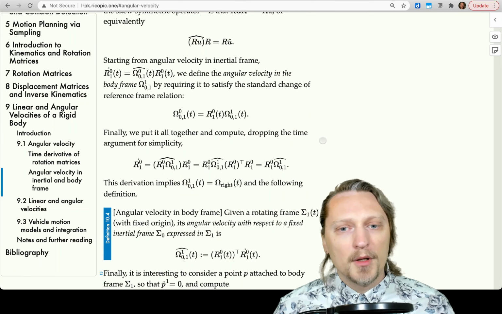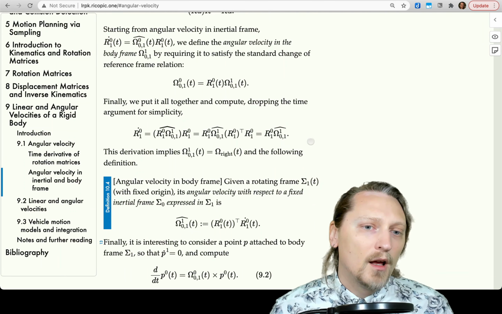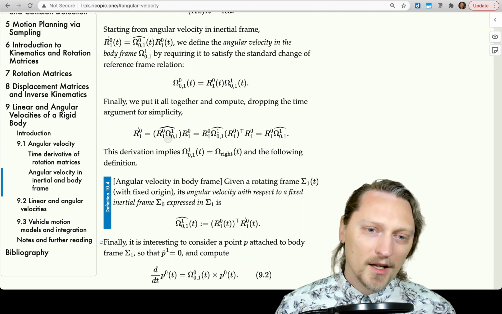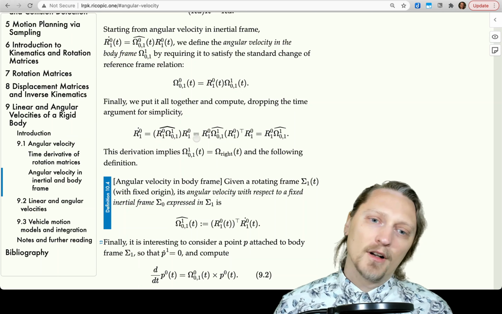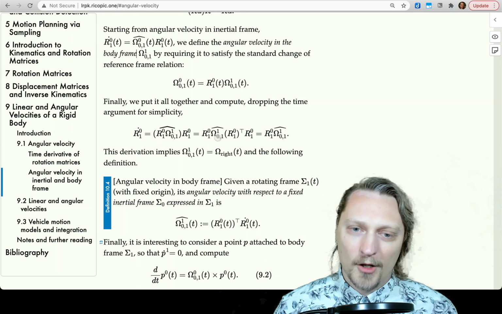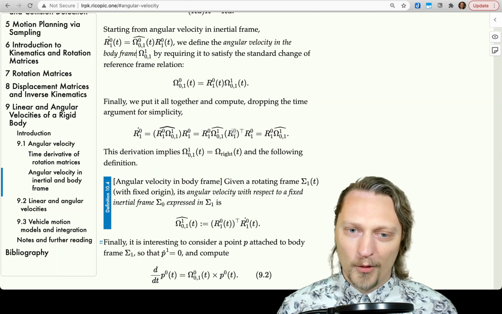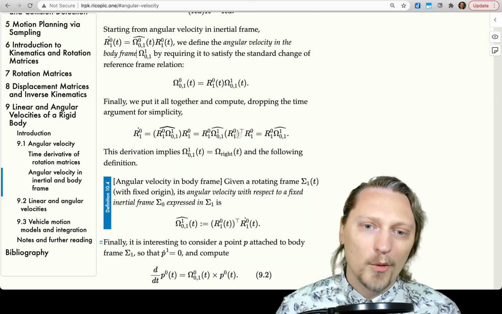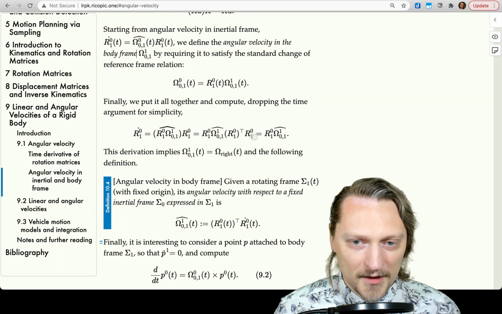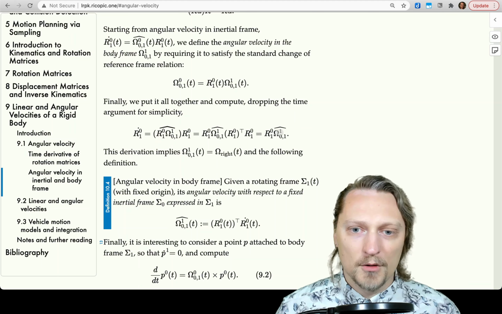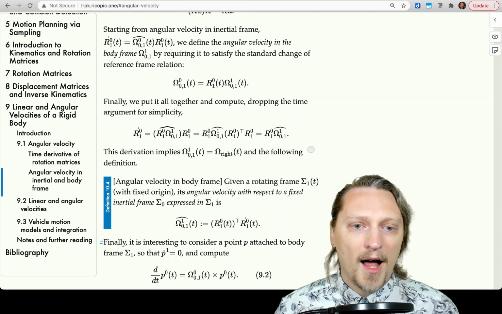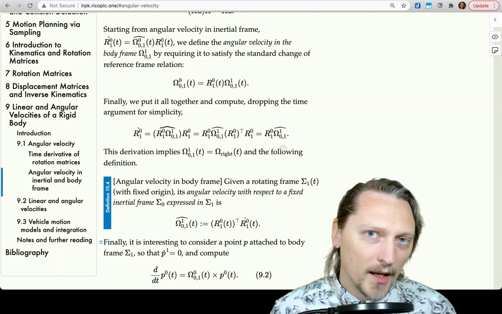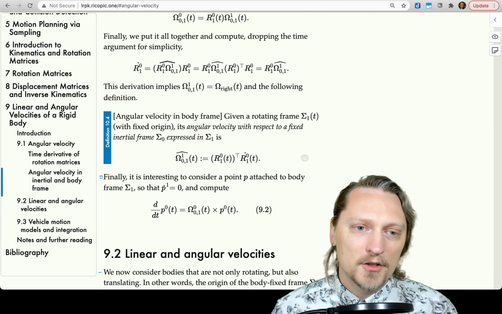Finally, we put it all together and compute, dropping the time argument for simplicity. R10 dot is equal to (R10 omega 0,1,1) hat R10, which is equal to R10 omega 0,1,1 hat R10 transpose R10, and these two are inverses of each other, right? R10 transpose R10 becomes the identity matrix, and you're left with just the left two terms. This derivation implies that omega 0,1,1 is equal to omega right, and the following definition.